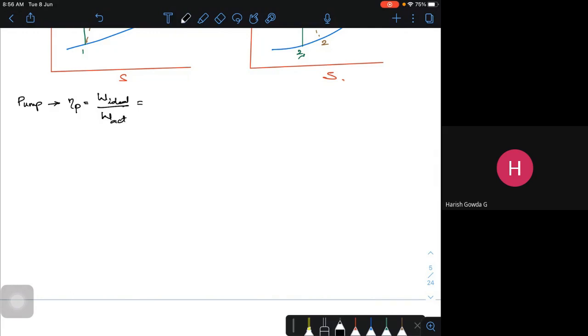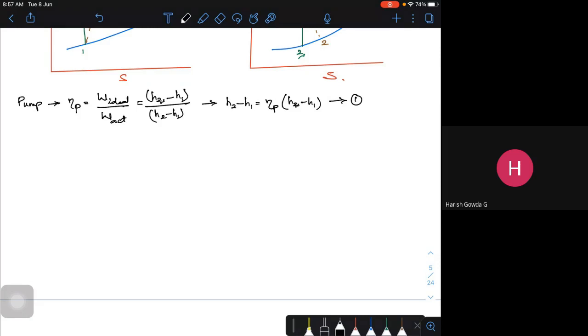This is H2S minus H1 divided by the actual, which will be H2A or H2, whichever way I want to write it, H2 minus H1. Or I can write the actual one as H2 minus H1 equal to the isentropic enthalpy change divided by the pump efficiency. Let me call this equation number 1.